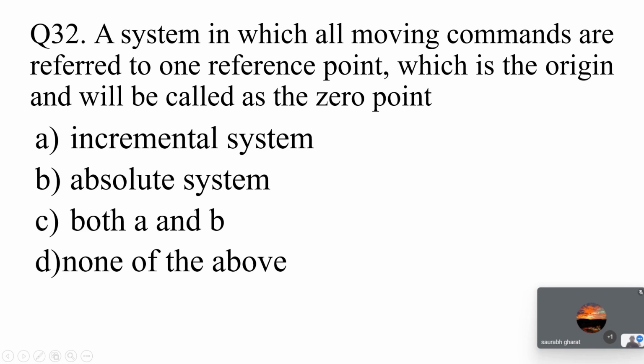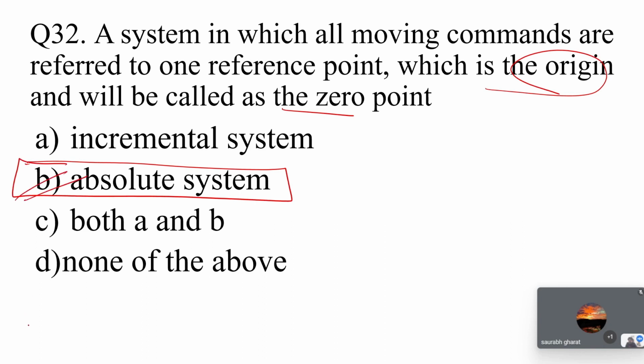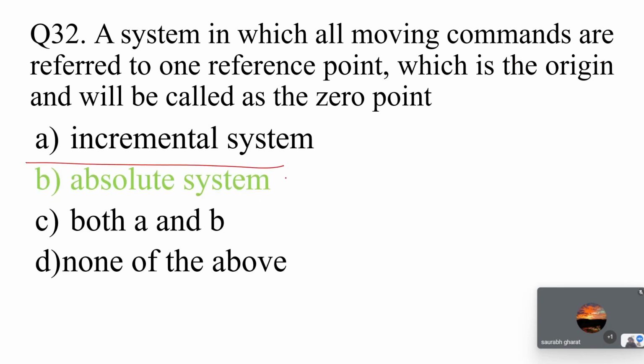So what is the answer for this? The system is one where all moving commands are referred to one reference point, which is the origin, called the 0 point. So it is directly the absolute system. Since it is a fixed point, the origin, called the 0 point, it is obviously an absolute system. So the absolute system is your correct answer. Based on this, the incremental system is different; I told you that again also. Both A and B are not actually the concepts. So this is the correct answer.